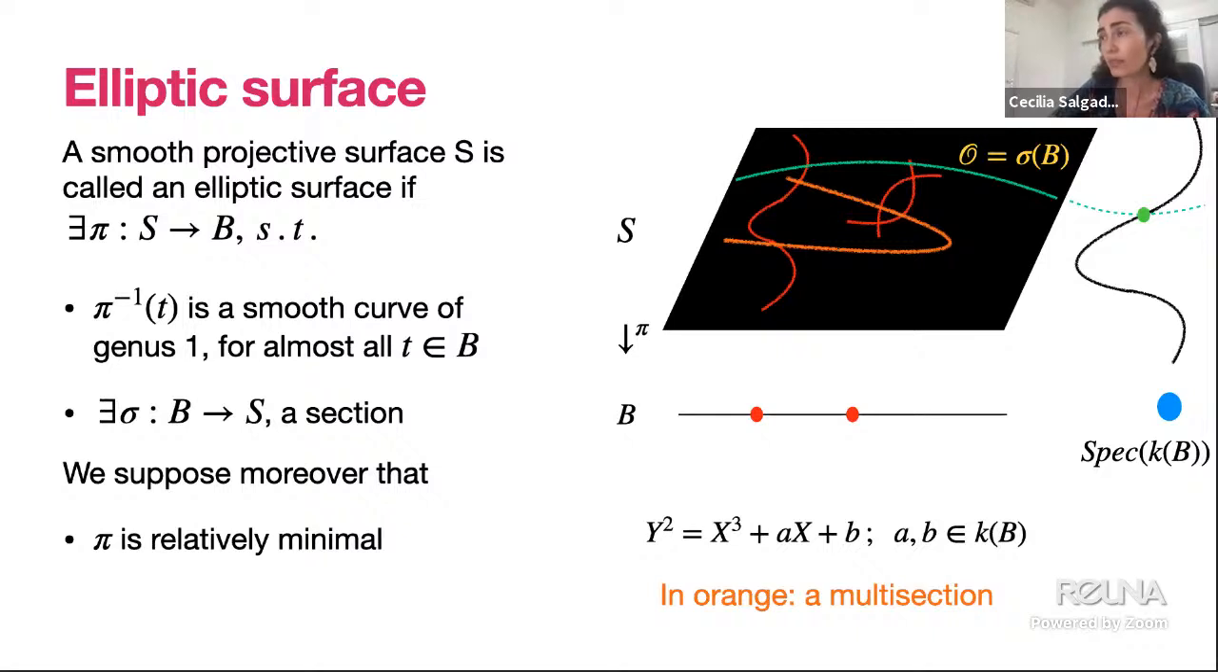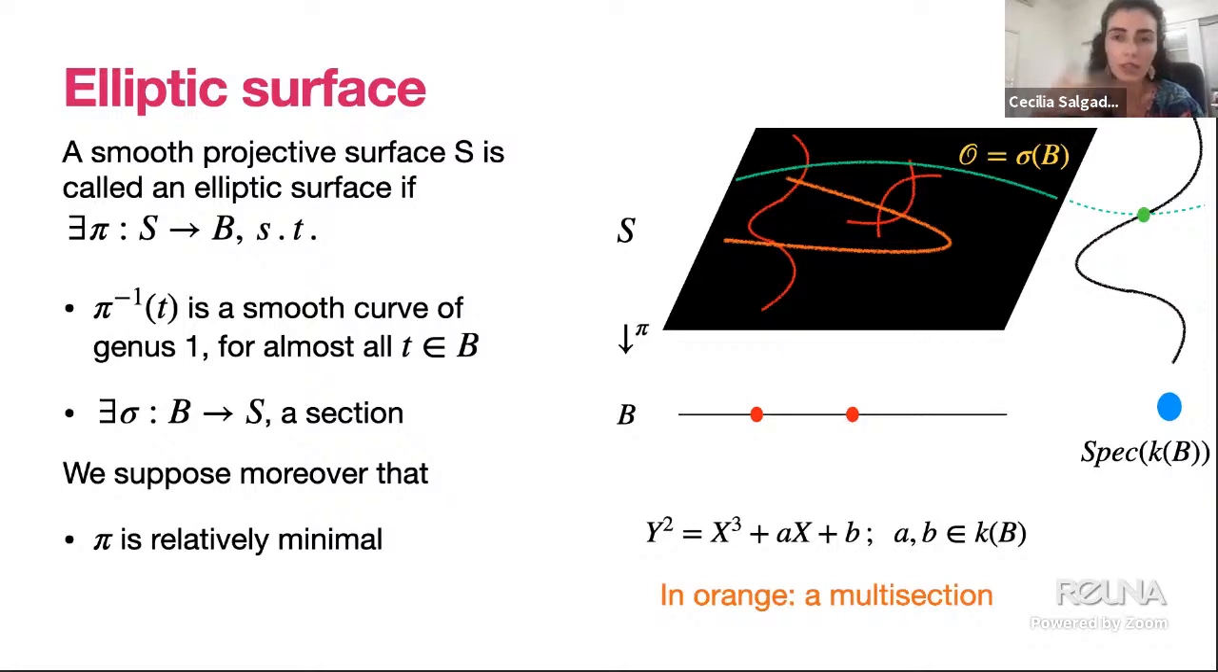And the nice thing about these surfaces is that they give you this twofold way to work with them, right? You can work with it as a surface, as you usually would do, but also as an elliptic curve over the function field of B. So this is a very powerful tool to deal with surfaces.